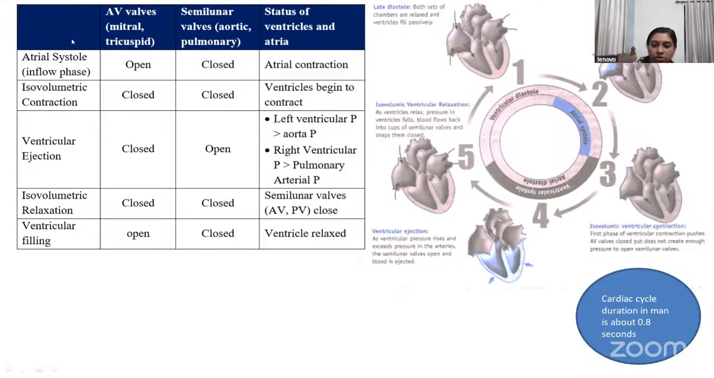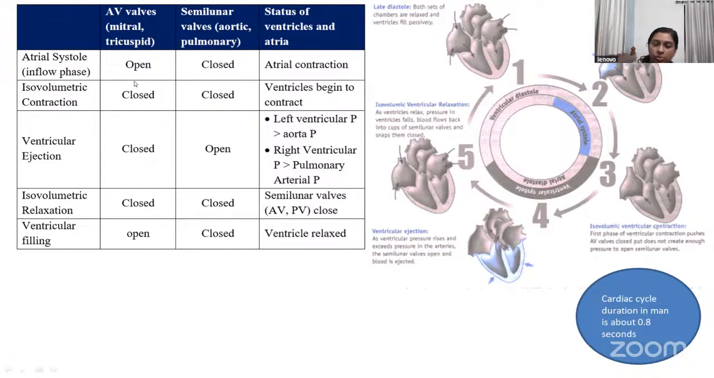So you have to think logically. Here, in atrial systole, what is the function of atrial systole? In order to fill the ventricle. So the AV valves should be open. The mitral and tricuspid valves are open, and the blood should not backflow to the pulmonary veins or the arch of aorta, so the semilunar valves should be closed. The status of the ventricles and atria is that atrial contraction is occurring.